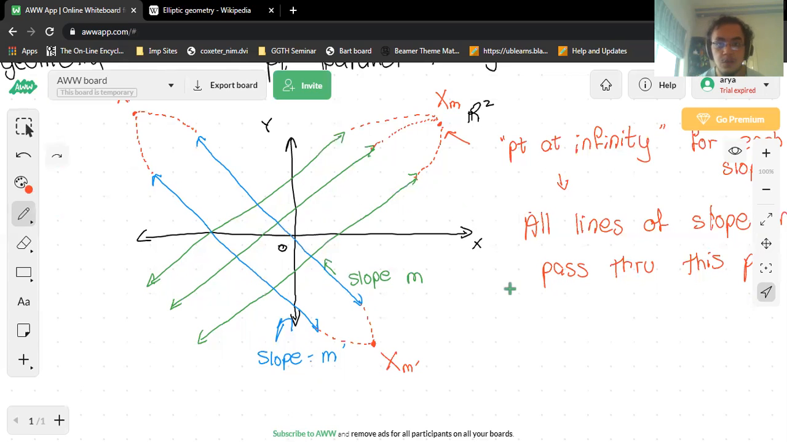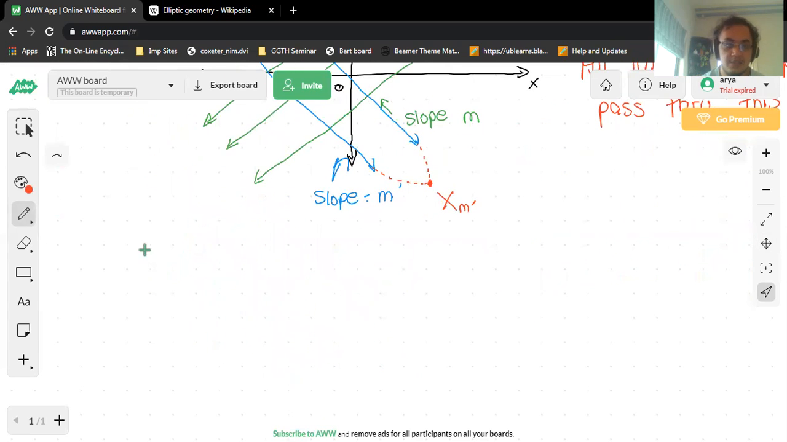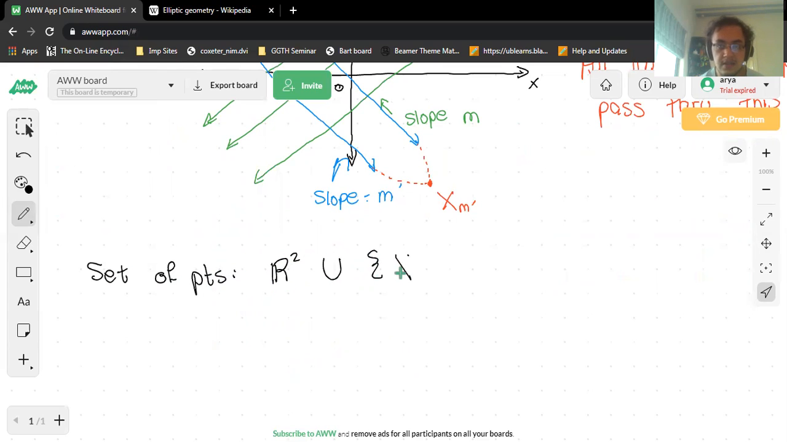Okay, so now our set of points is R2 union these extra points at infinity, x sub m for slope m. And these are the points at infinity.